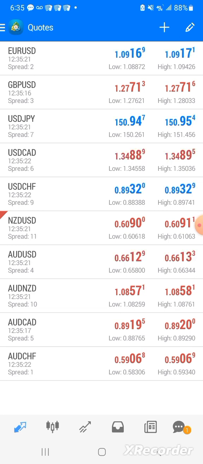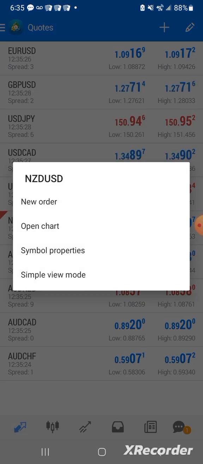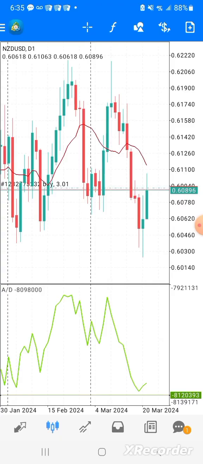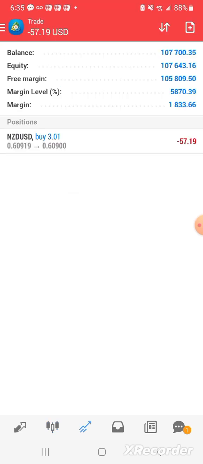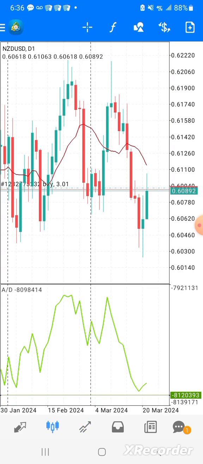So this particular trade I got on the New Zealand dollar, which is right here, the NZD USD. NZD stands for New Zealand dollar, and USD is United States dollar. This trade right here is a buy trade. It's not guaranteed that it'll go up, but I have some good technical analysis that makes me think it's going to keep going up.